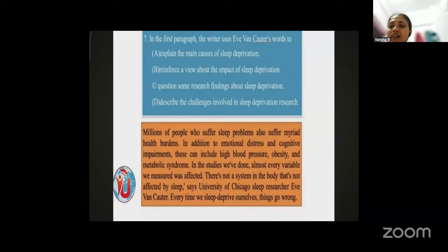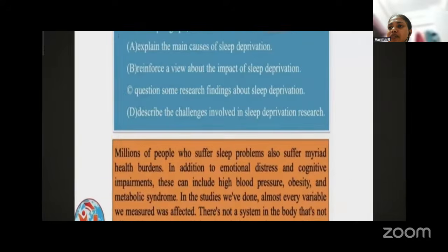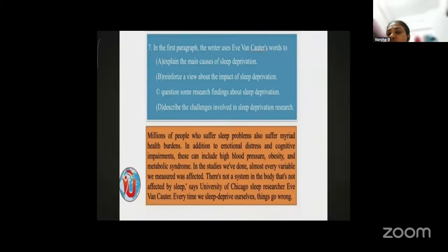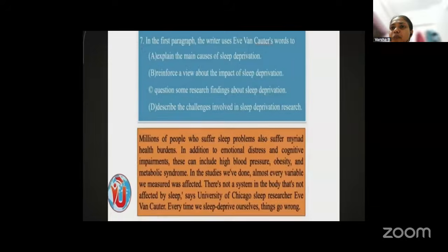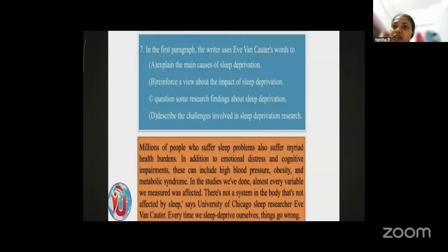So as we know, when we receive the question paper, we have to mark in Part B and C. We have to number the paragraphs, and then we can solve the question. So this is the 7th question, and the question asks about, in the first paragraph, the writer uses Eve Van Cauter's words to.